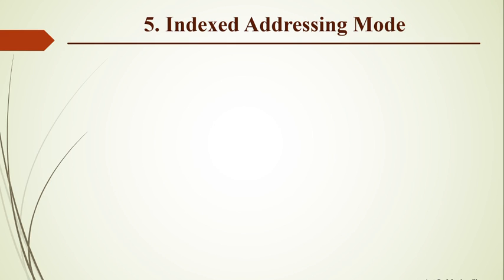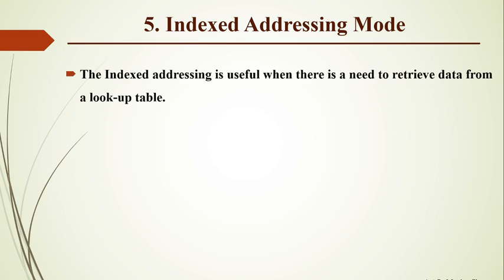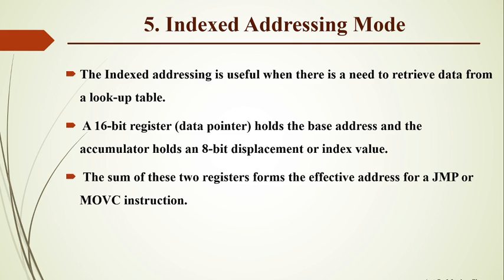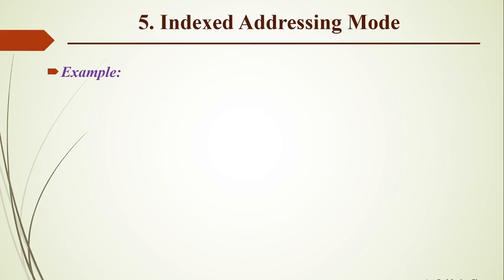Next addressing mode is indexed addressing mode. Index addressing is useful when there is a need to retrieve data from a lookup table. A 16-bit register, that is the data pointer, holds the base address and the accumulator holds an 8-bit displacement or an index value. The sum of these two registers forms the effective address for a jump or a MOVC instruction. So let's see the example.